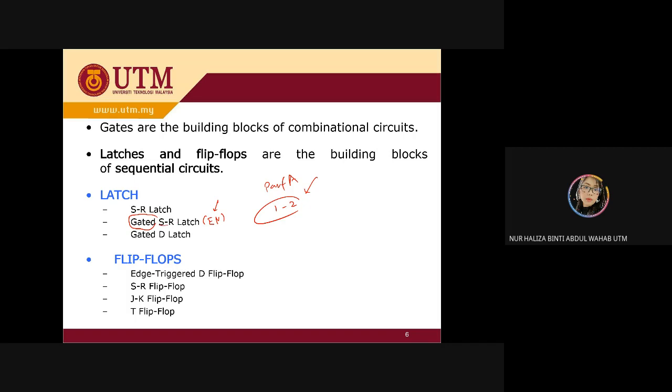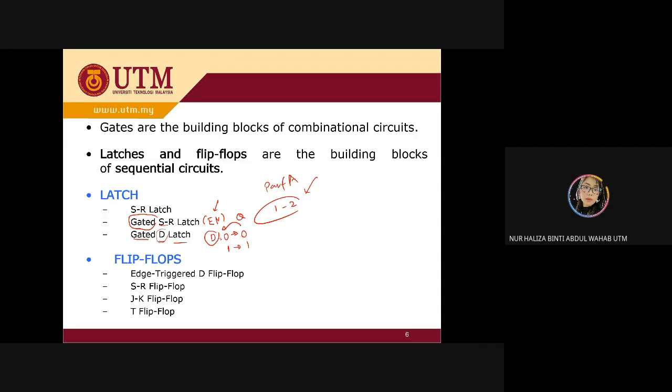And another one is your gated D latch. Your gated D latch is much easier, as mentioned yesterday, because you have only one input, so the possibilities for you to remember for the output are only two. D is either 0 or D is either 1. And the output, as yesterday, will follow exactly the input, isn't it? So Q will be 0 if your D is 0, and if D is 1, your Q will be 1.